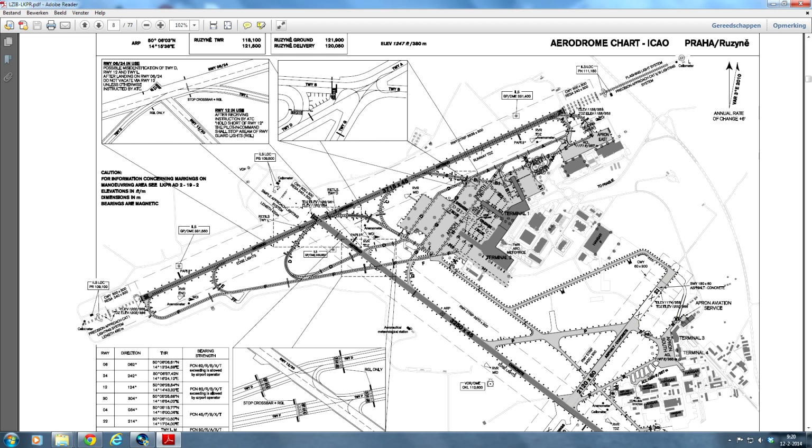When you're arriving, be aware that there are certain taxiways you can't vacate on. Like here, if you're landing at runway 06, you can't vacate at Charlie, make the turn, but it's more wise to vacate via the Bravo taxiway right here.